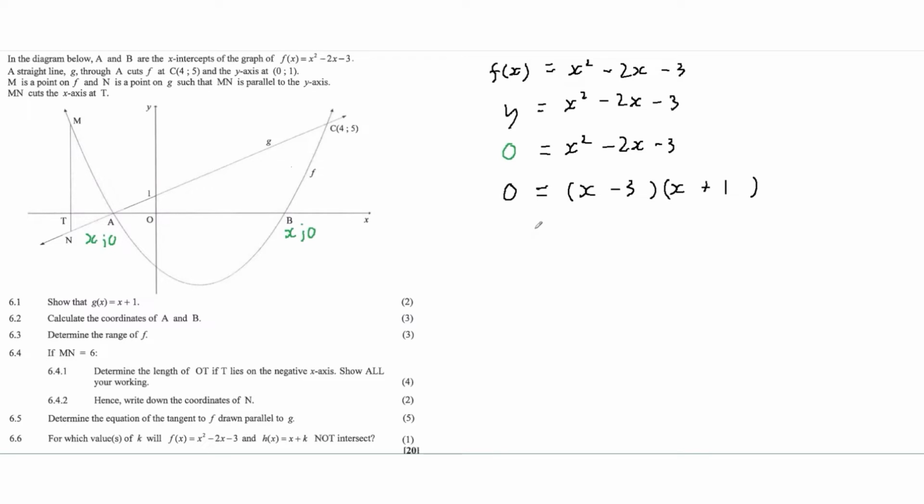And then for each of these we're going to solve for x. x minus 3 equals 0. x plus 1 equals 0. x equals 3. And x equals -1. And that is going to be our x-coordinates of A and B, 3 and -1. So for our final answer, the coordinates of A is going to be, and I see I got these the wrong way around.